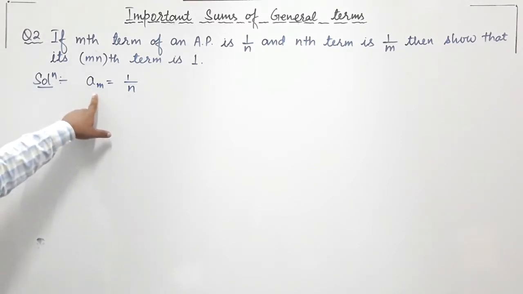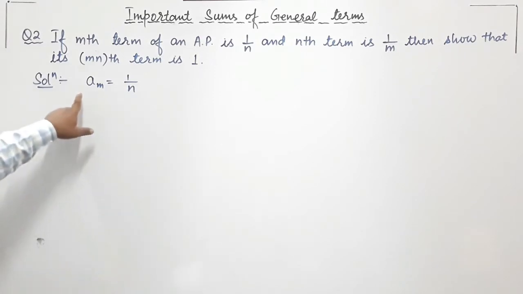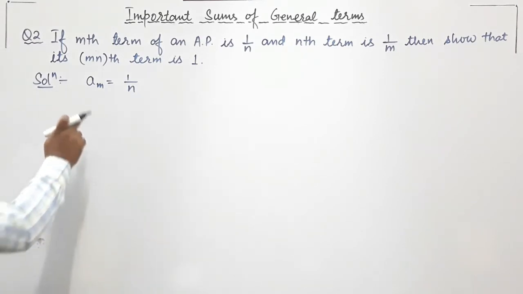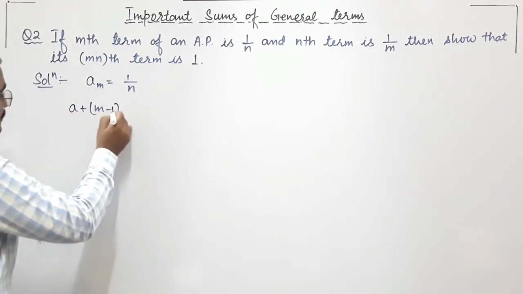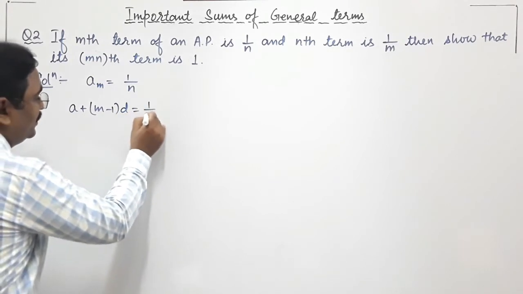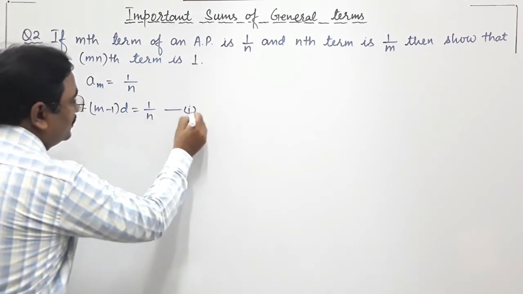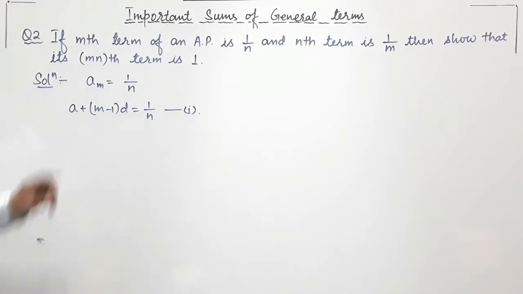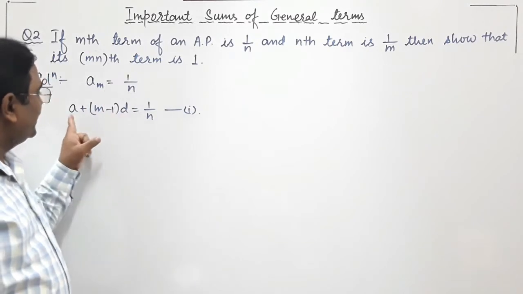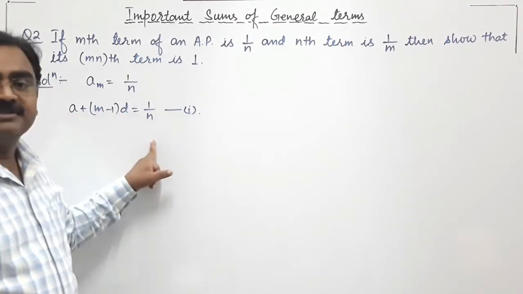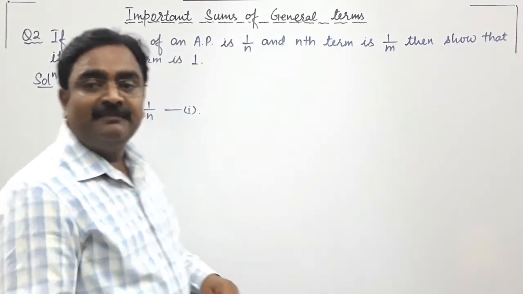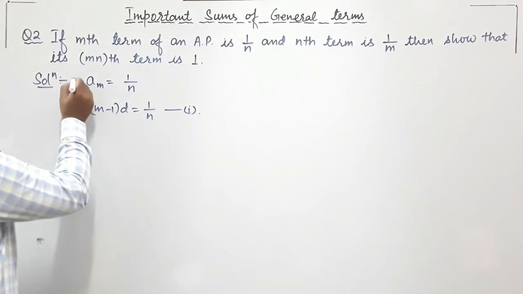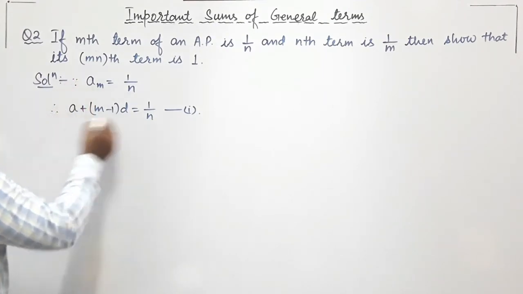The nth term is given as 1 upon n, and you know the formula of the nth term is a plus n minus 1 into d. So a plus n minus 1 into d is equal to 1 upon n, which is equation number 1. Based on this first information, the nth term is 1 upon n. This was given, that's why you got this first equation.